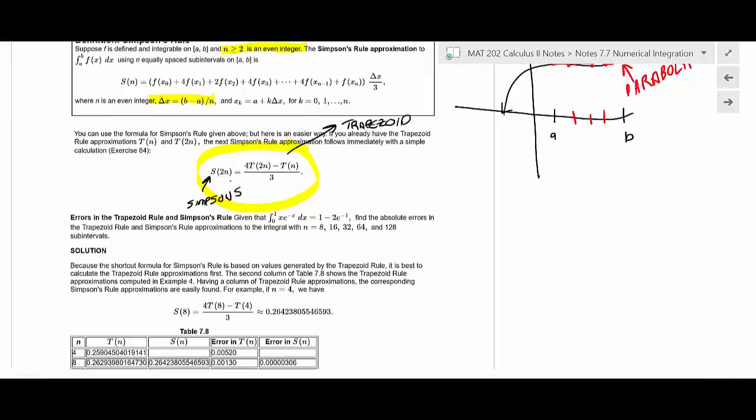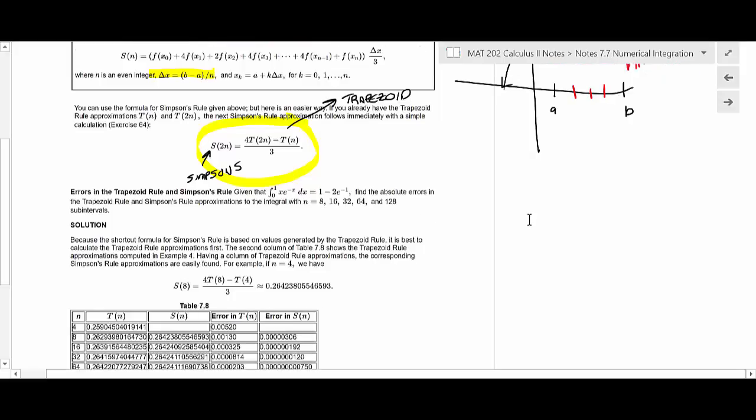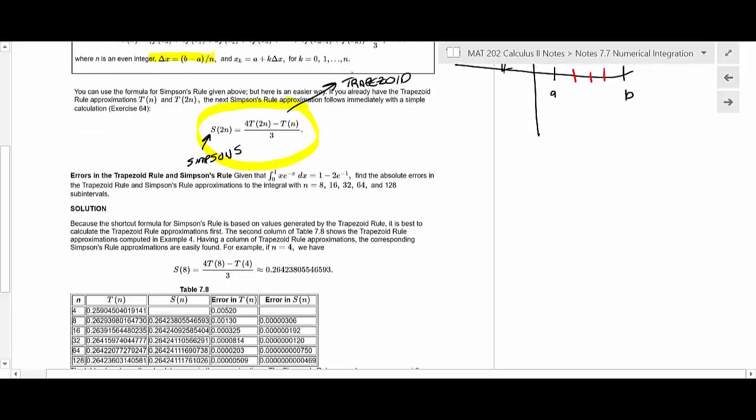A lot of times it's easier to do the trapezoid rule and then do Simpson's rule based on this formula right here. So the idea with this is, and you might want to write this down as an example, if you had S of, say, 10. Now that would be Simpson's rule. What does that 10 mean? That's 10 intervals, right? So that's the subdivision. So you'd have 10 trapezoids, or 10 units for Simpson's rule.